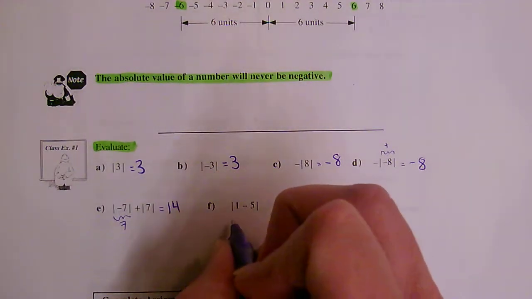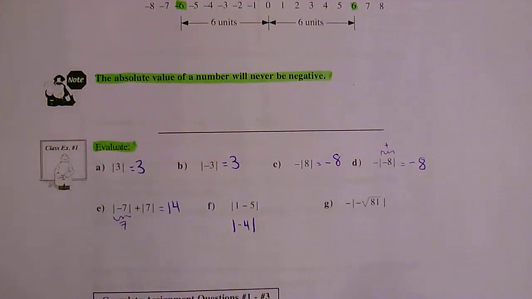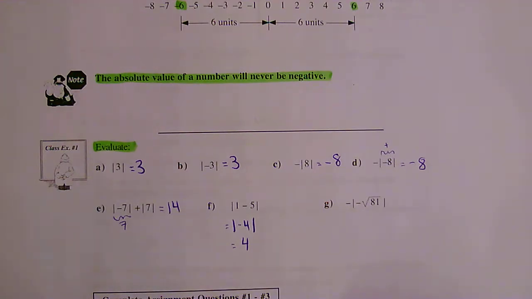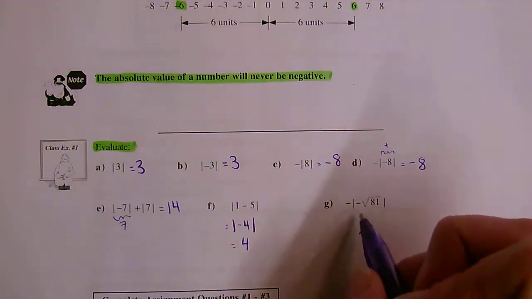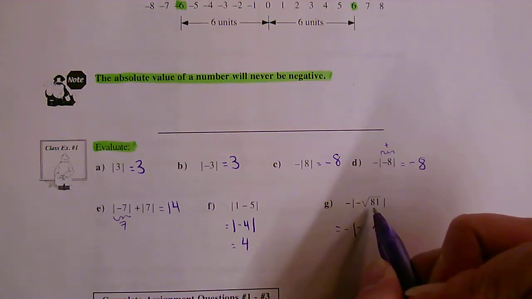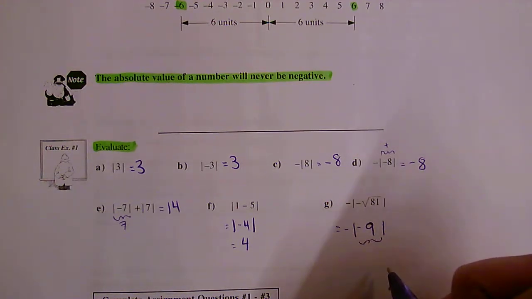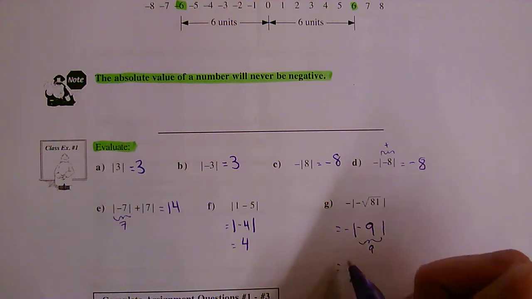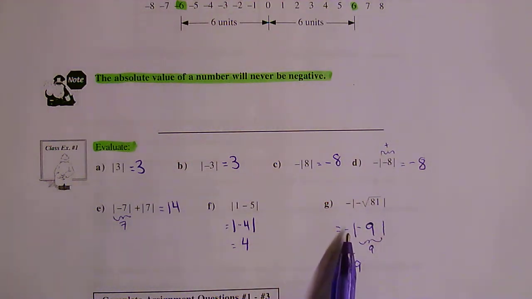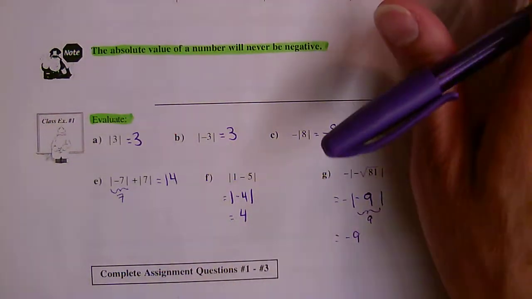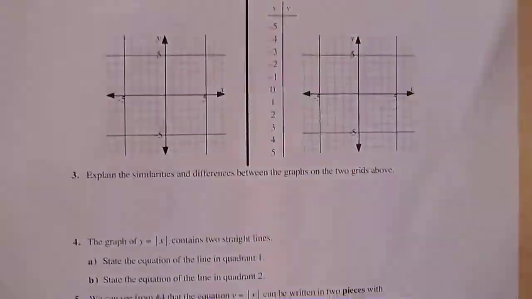1 minus 5 becomes negative 4, which then becomes positive 4 because we took the absolute value of it. This one right here, the square root of 81 is 9. The absolute value of negative 9 is positive 9, and then I've got my lone negative sign out there, so that will just turn it into negative 9. So nothing too crazy there. The first couple of questions in the assignment are just these types of questions, being able to evaluate them.